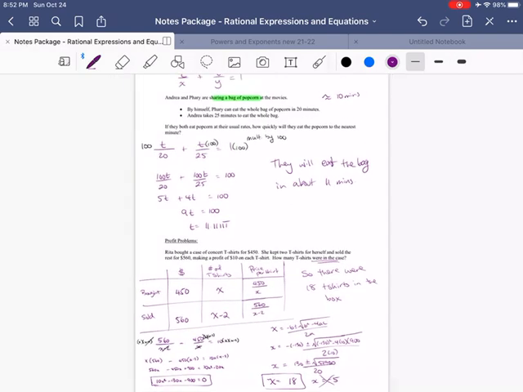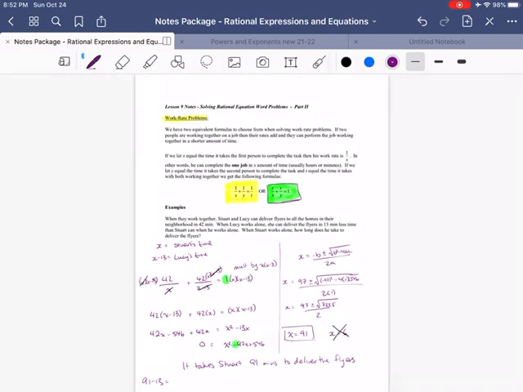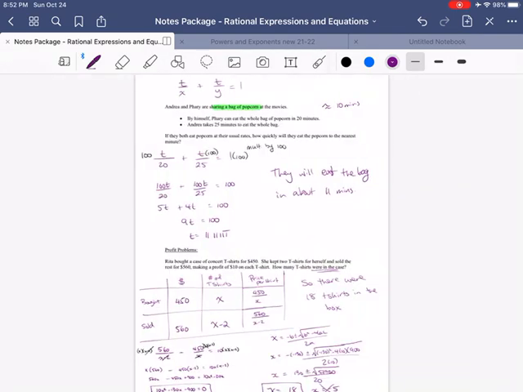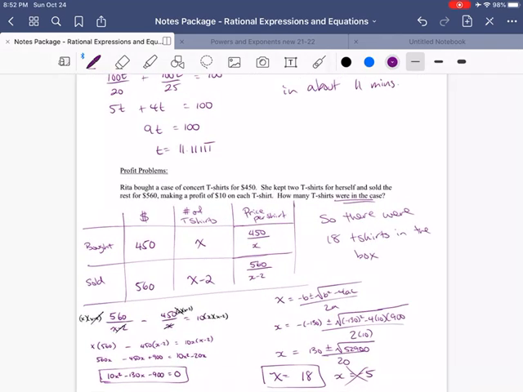So there are 3 scenarios, basically. The first one is where you don't know their rate, but you do know their times. The second one is you don't know the overall time, but you know how fast each individual rate is. And then we have these profit problems. For the profit problems, set up your charts and work to an unknown.